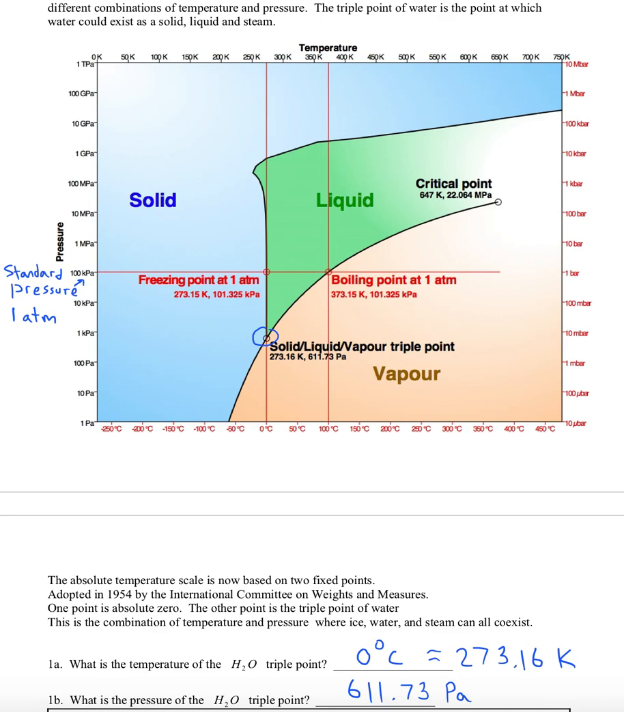Is this lower pressure than here on Earth's surface or higher pressure? It is lower pressure.